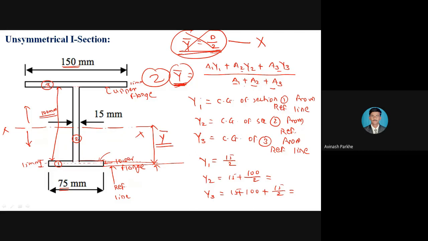And how to calculate y1: distances are measured from the reference line. For the first section, we can calculate very easily, but for the second and third sections, we have to consider the bottom dimensions also. Just as while calculating y2 we considered the effect of 15, and while calculating y3, 100 plus 15 and then 15 divided by 2. That is very important.